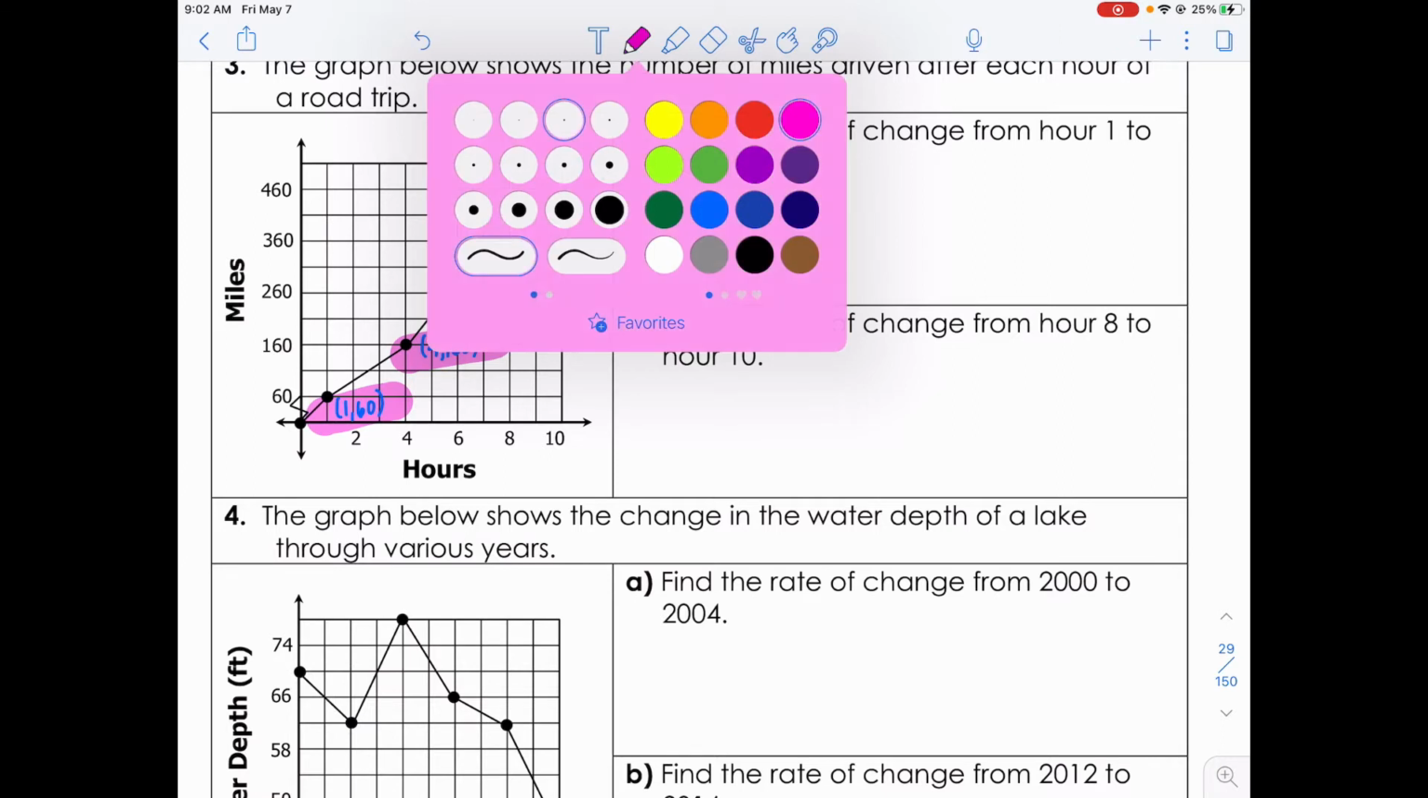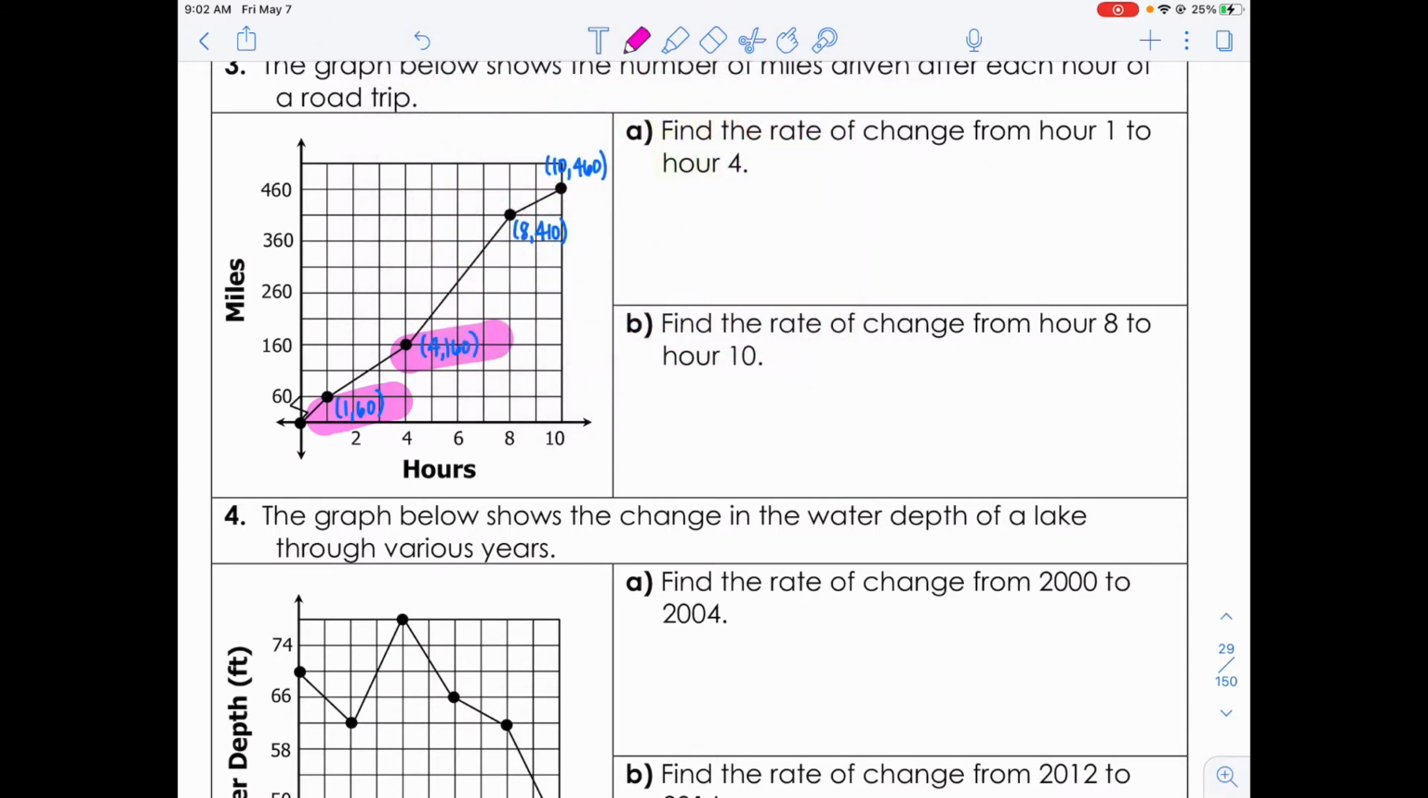We're still using our slope formula: y2 minus y1 over x2 minus x1. Plugging in, we'll call these my 2 y values and these my 1 y values. It doesn't make a difference whichever way you do it. It should give you the same slope. So we're going to say 160 minus 60 over 4 minus 1. 160 minus 60 is 100, over 4 minus 1 is 3.